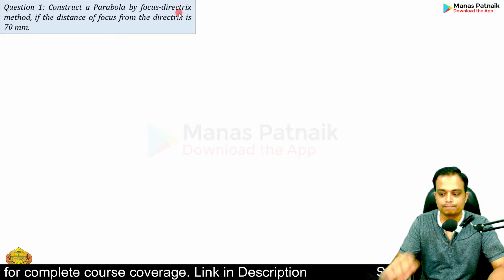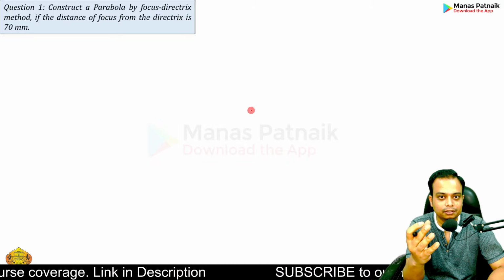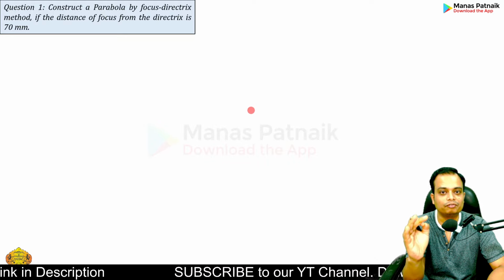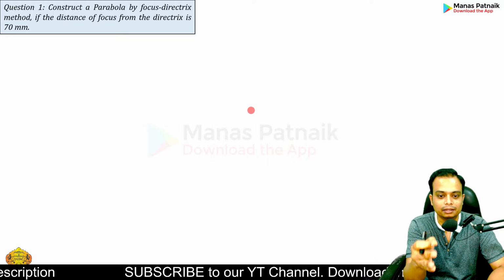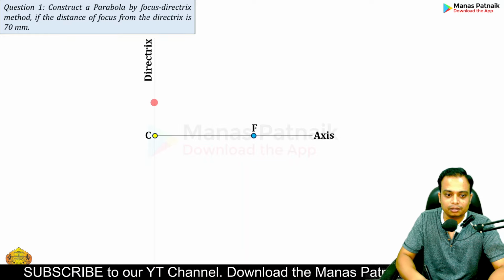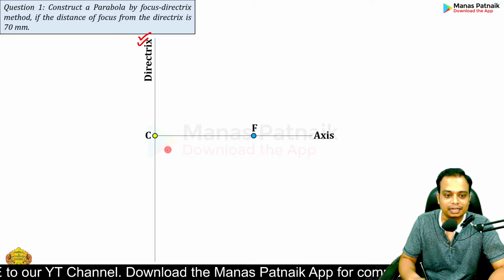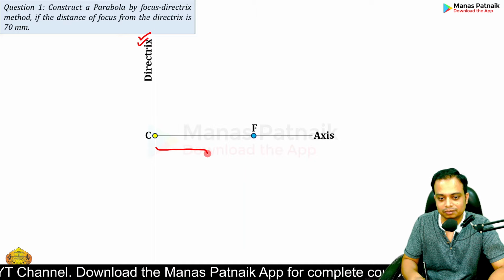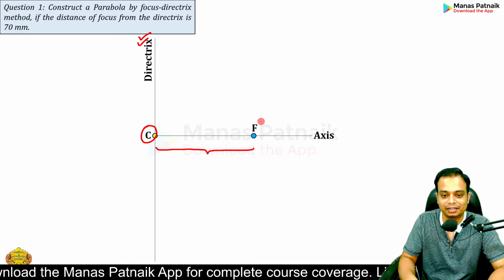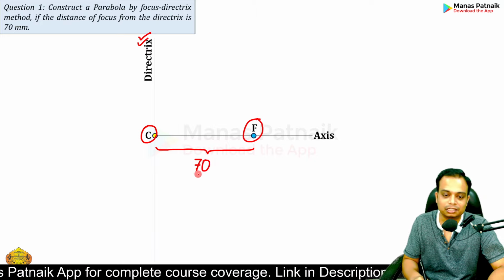So first of all, what do you know? Sir, we already know that the distance between the directrix and the focus is 70 millimeters. So what you have to start off with is by making this structure. Done. In this structure, please make this vertical line, which is popularly known as the directrix. And secondly, this distance is the distance between a point on the directrix and the focus. This has to be taken as 70 millimeters.